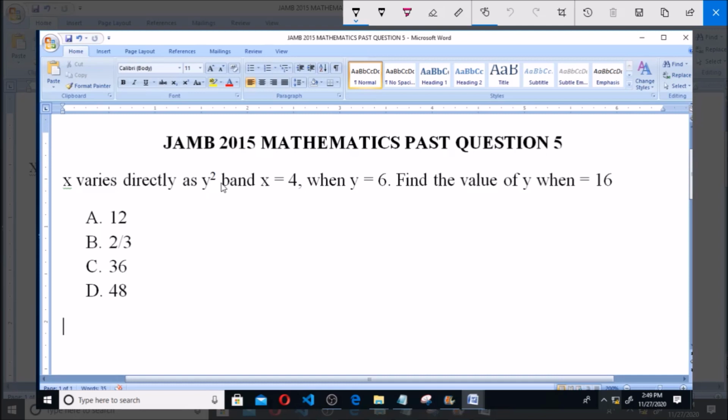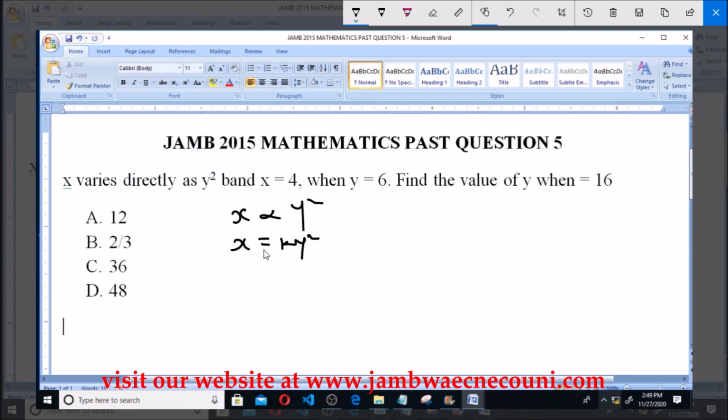X varies directly as y square and x is equal to 4 when y equals 6. Find the value of y when x equals 16. So it is given that x varies directly as y square. That is, x is equal to k y square, introducing the constant k. And from this, we can find our k. K is equal to x over y square.